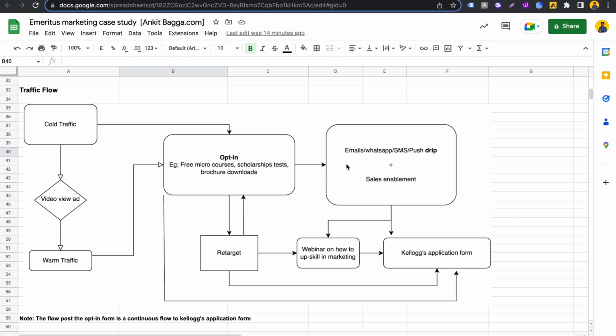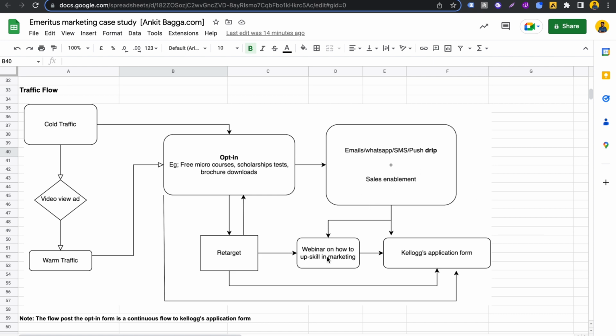Once the person opts in, we are sending them sales enablement, which is essentially the sales team calling them and trying to tell them, okay, this is why this course is important for you. So the sales team can kick in right now. There's a lot of marketing automation that can come through emails, WhatsApp, SMS, and push notification drips.